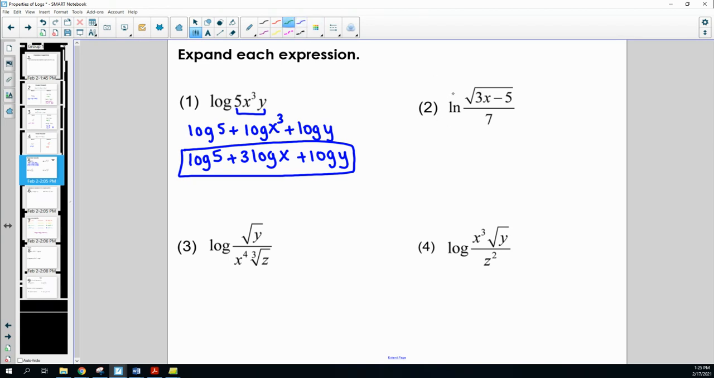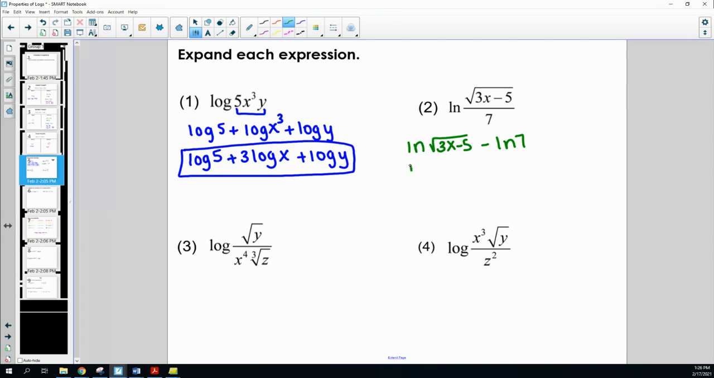So here we have the natural log. We have that ln, and we have division going on overall. So we can write this as the ln of the square root of 3x minus 5 minus the ln of 7. Now the square root of 3x minus 5, anytime that we have a square root, or any type of radical, we want to make sure that we change it to a rational exponent, because then we can use the power property and bring it in front.